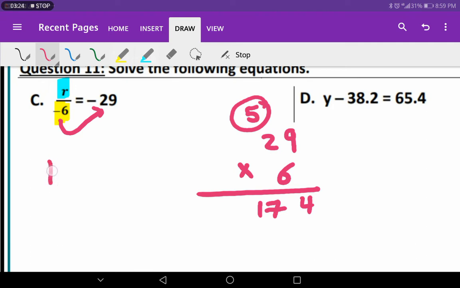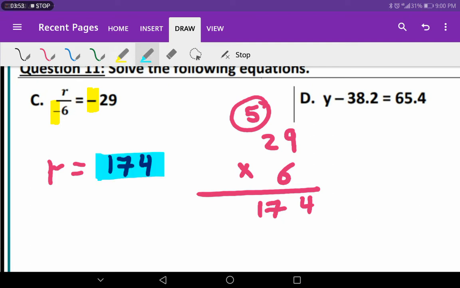So R equal 174. We are done. But teacher, here we have negative. Someone among my students will ask me, this is negative and this is negative. My dear student, I told my students that if you have a negative number multiplied by a negative number, the answer must be a positive number. So ignore the negative sign. Okay, but if one of them is negative and the other one is positive, the answer must be negative.